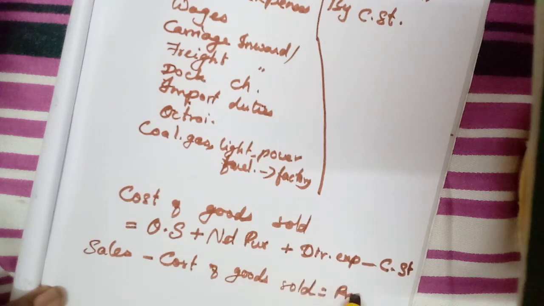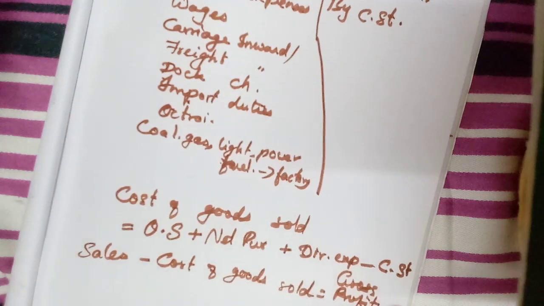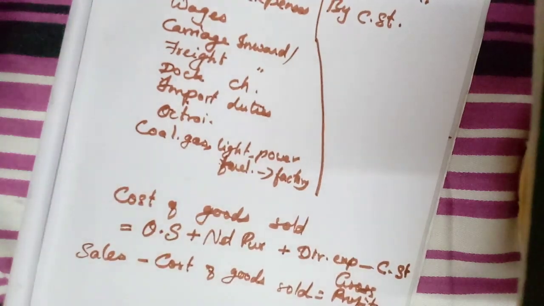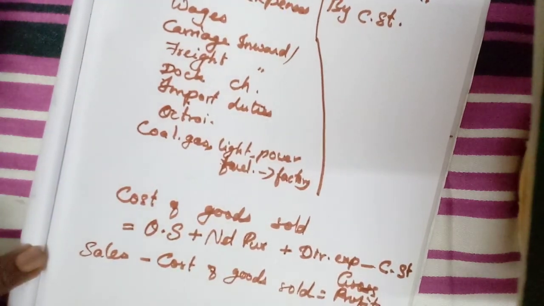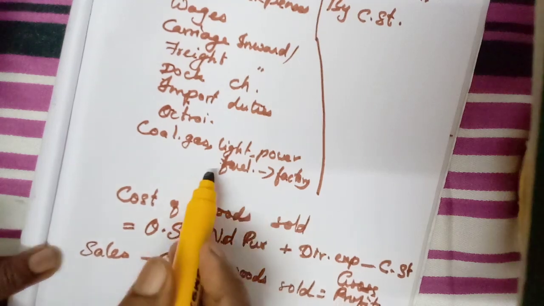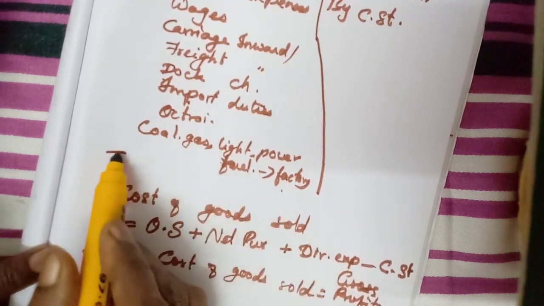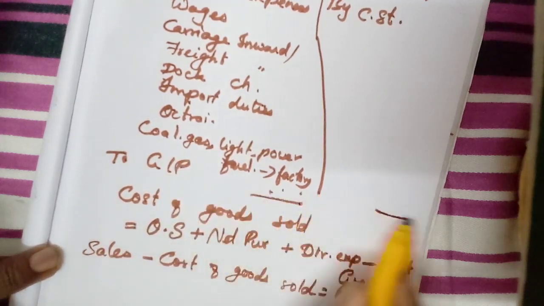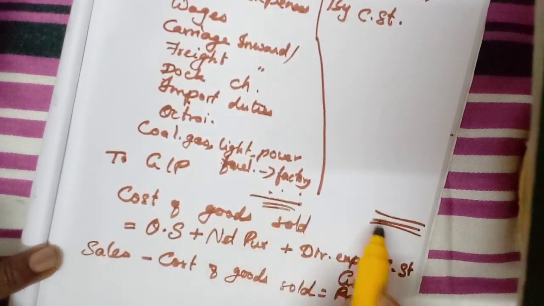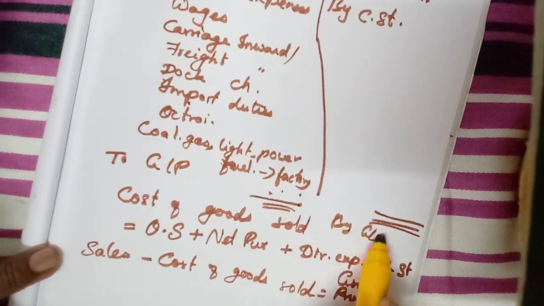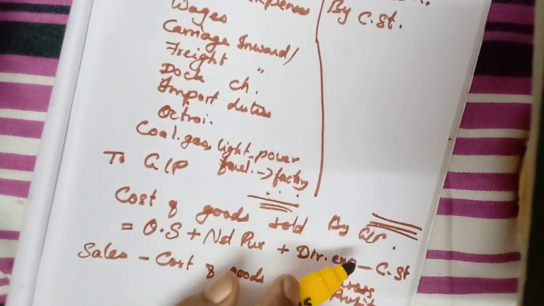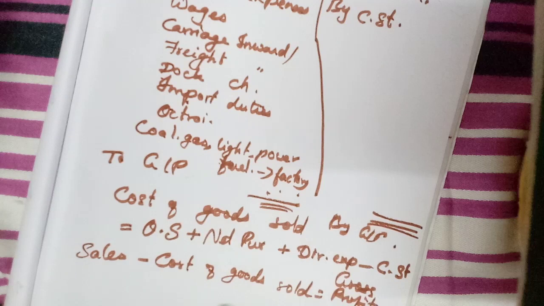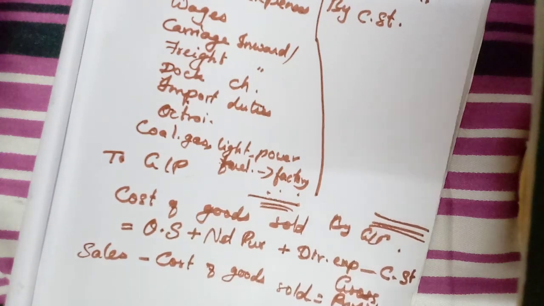This profit is called gross profit. This profit will be here, it will come here, to gross profit. This profit will be taken to the next account by gross profit. That account is called profit and loss account.